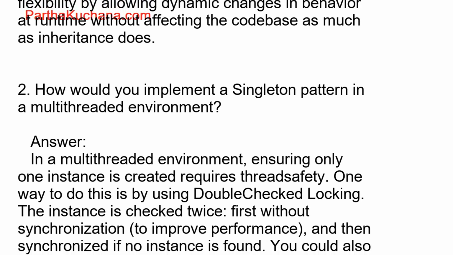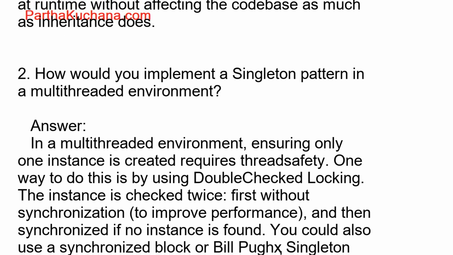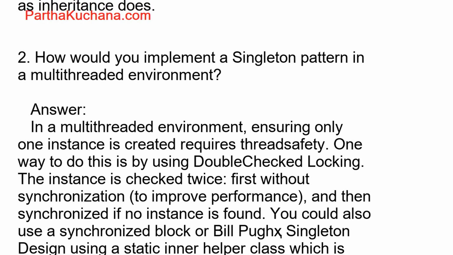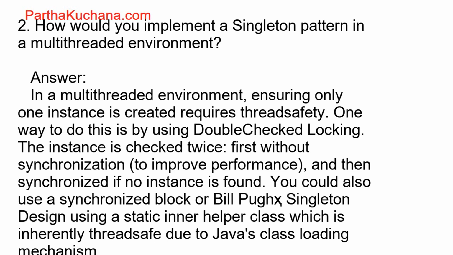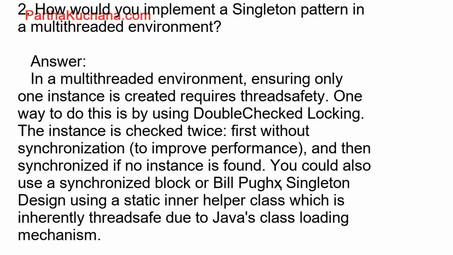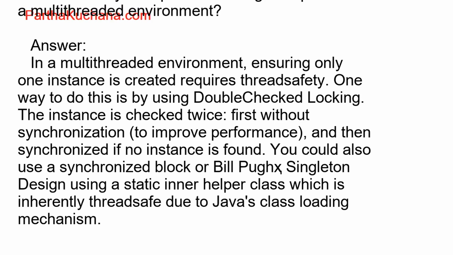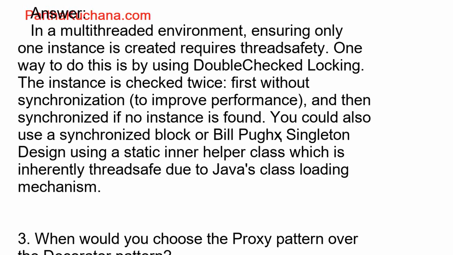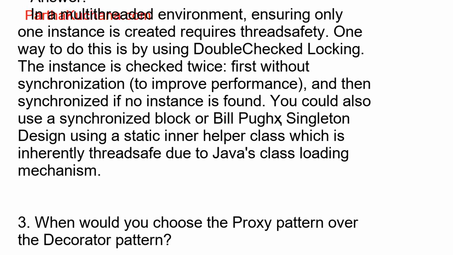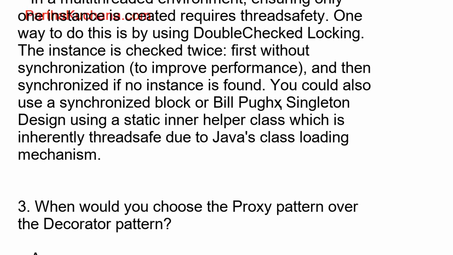3. When would you choose the proxy pattern over the decorator pattern? Answer. The proxy pattern is chosen when you need to control access to an object, such as providing lazy initialization, remote object access, or protection from unwanted access. For example, in a security or logging system, a proxy can control who or what accesses the object.